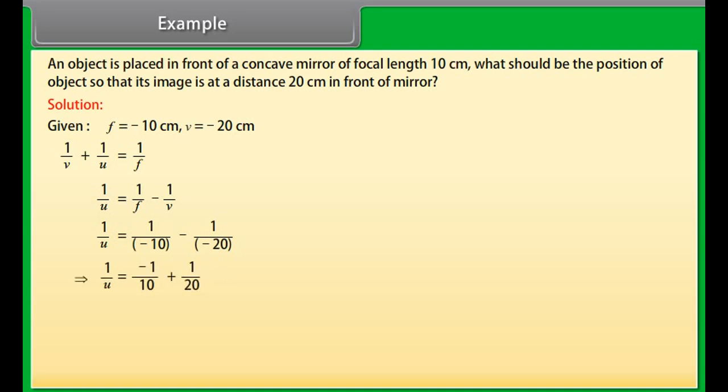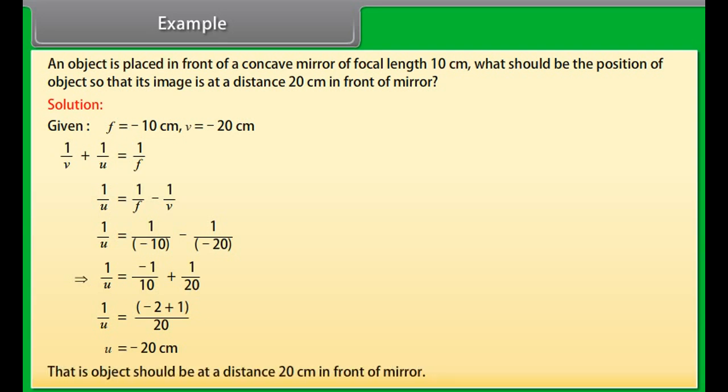It implies 1/u = -1/10 + 1/20. 1/u = -2/20 + 1/20. u = -20 centimeters. That is, the object should be at a distance of 20 centimeters in front of the mirror.